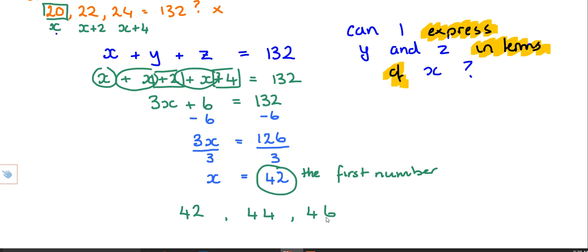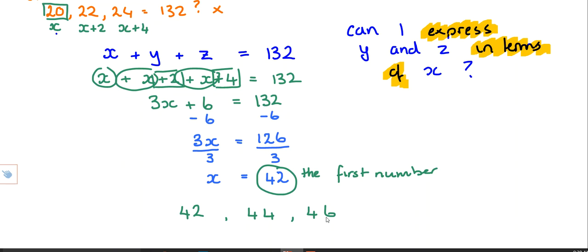What if it was just consecutive numbers, not consecutive even or consecutive odd? So the first one would be x, and the next one would be x plus 1, and then x plus 2. So you have to think it through in that way. Okay?